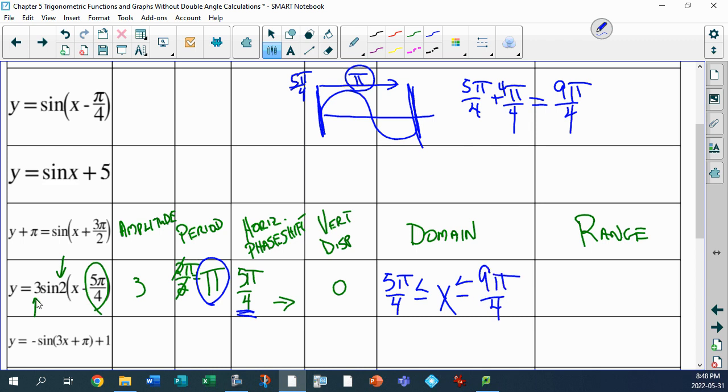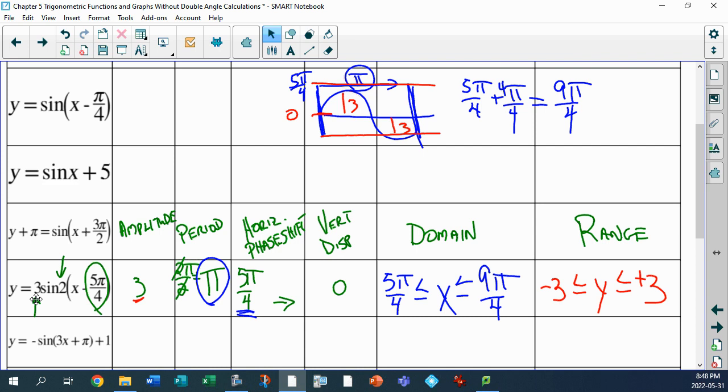Cool. Our amplitude then, check it out. It goes from top to bottom, but we have no vertical displacement, so that's 0. So our amplitude is 3. So up 3, down 3. So I'm going from minus 3, which is our lowest point, to our highest point, which is positive 3. Well, that ain't so bad, right? Yeah, that's true. It's not so bad at all.